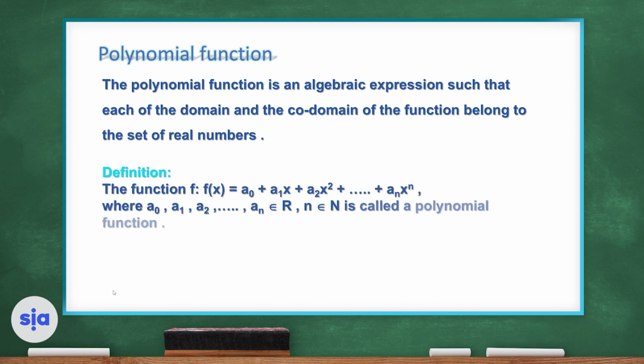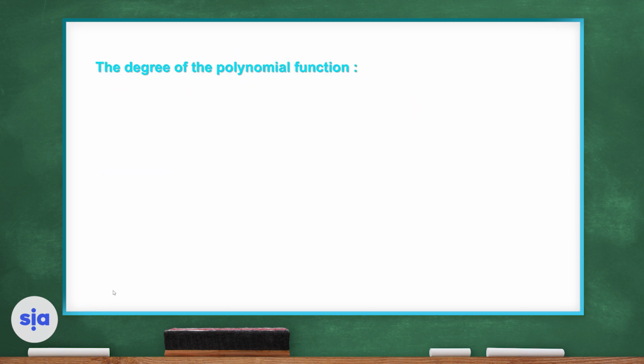As you can see here, the definition in front of you on the screen, the function f of x equals a0 plus a1 times x and so on. So this is called the polynomial function. How can we know the degree of the polynomial function? Each and every polynomial function has a degree.